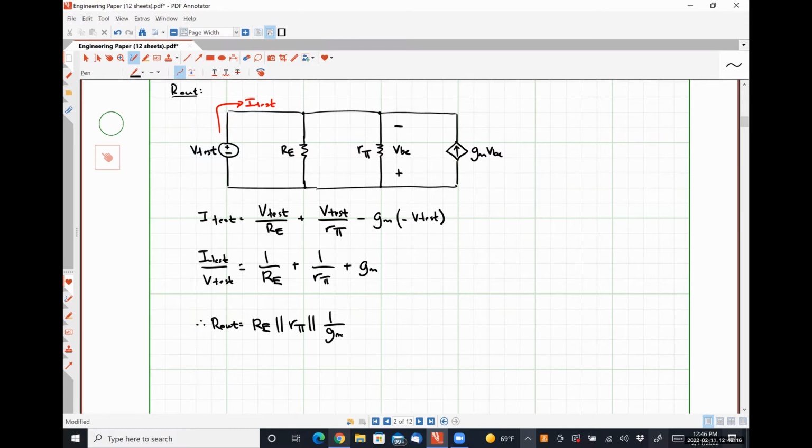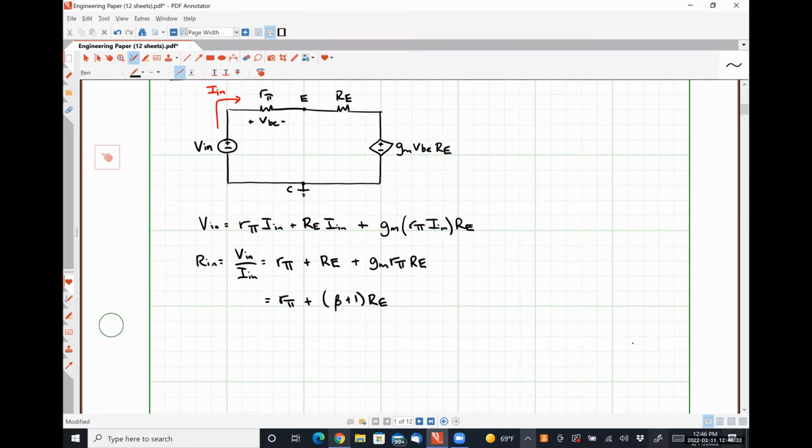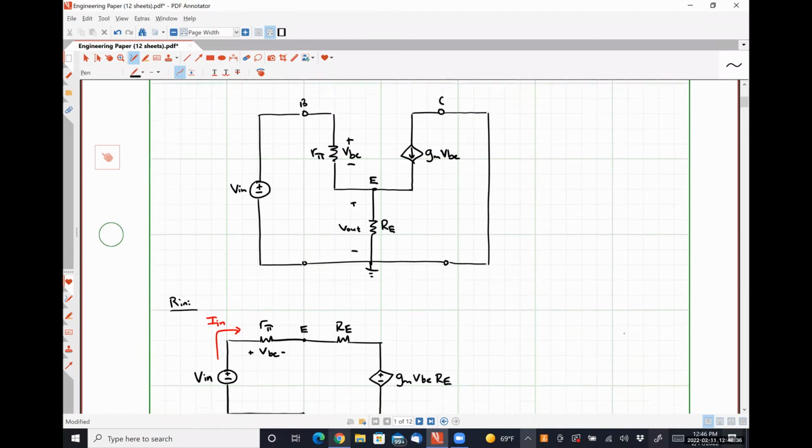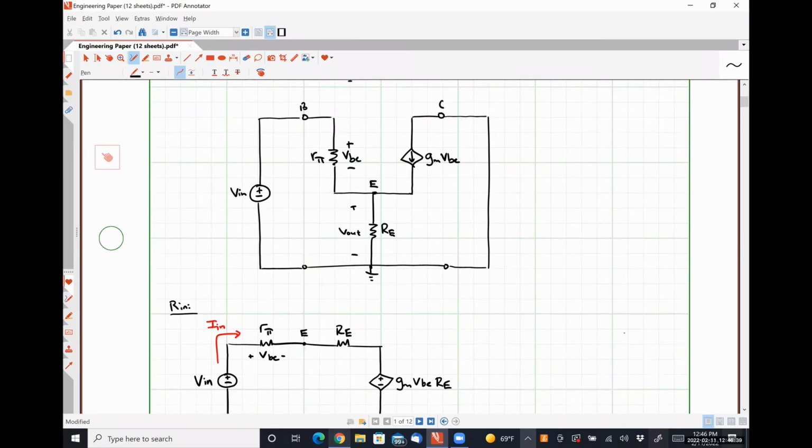Anybody have any problems, questions, comments, concerns about this one? All right. So the last thing that we need to determine is our voltage gain. Okay. So let's look at this guy right here.